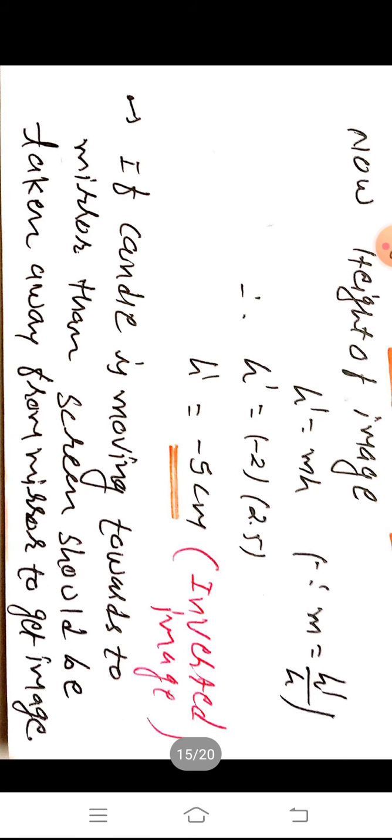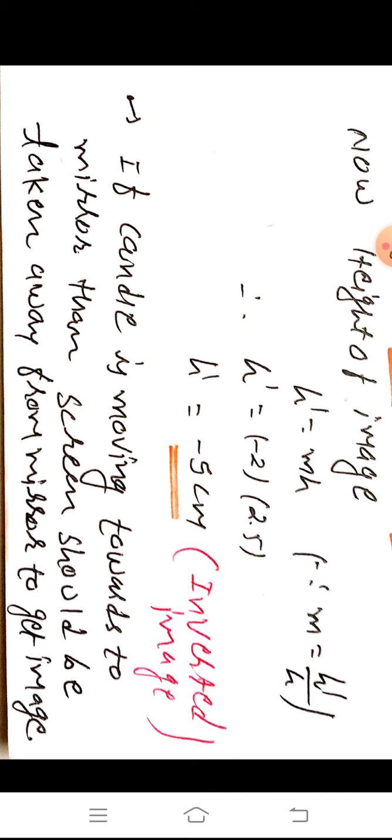Now whenever our interest is to calculate the height of the image, use the formula magnification is h dash upon h. From that we can calculate h dash. Magnification is minus 2, height of the candle is given as 2.5. That's why the height is minus 5 centimeter. Minus 5 indicates the image is inverted, which is below the principal axis.